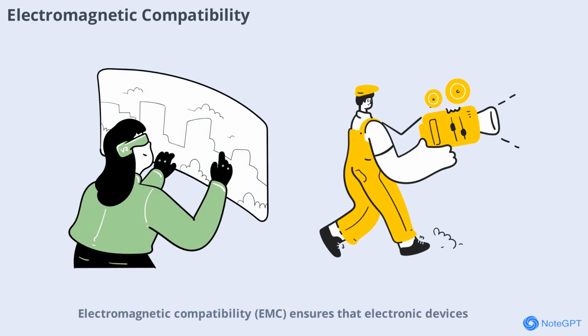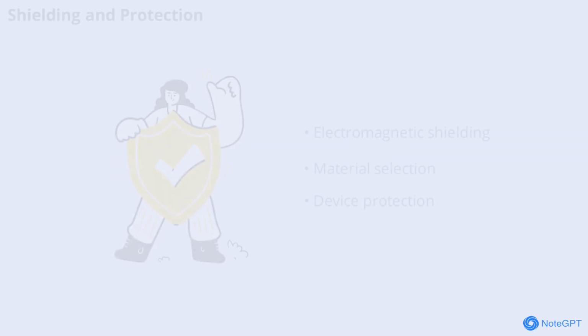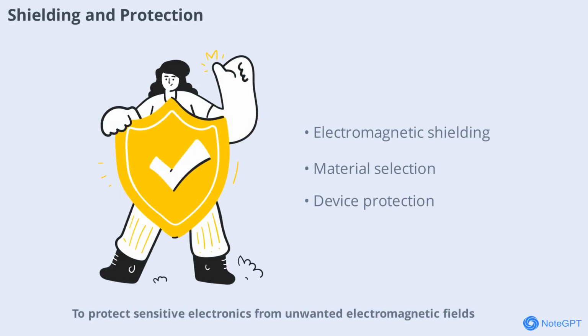Electromagnetic Compatibility (EMC) ensures that electronic devices can operate without interfering with each other. Maxwell's equations help engineers predict and control electromagnetic interference, making sure devices like phones, computers, and medical equipment work reliably in close proximity. To protect sensitive electronics from unwanted electromagnetic fields, engineers use shielding techniques based on Maxwell's equations. Materials like copper and aluminum can block or redirect electromagnetic waves, safeguarding devices from interference and ensuring accurate operation.